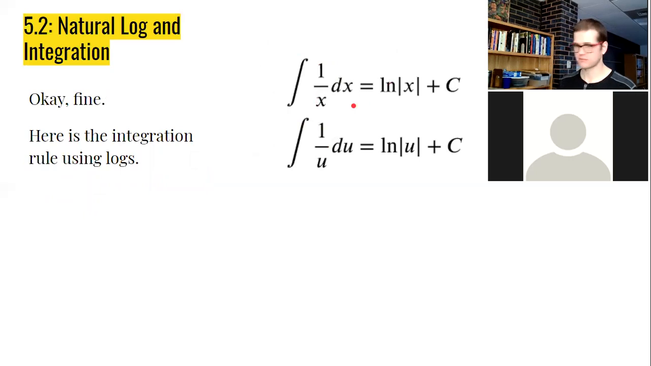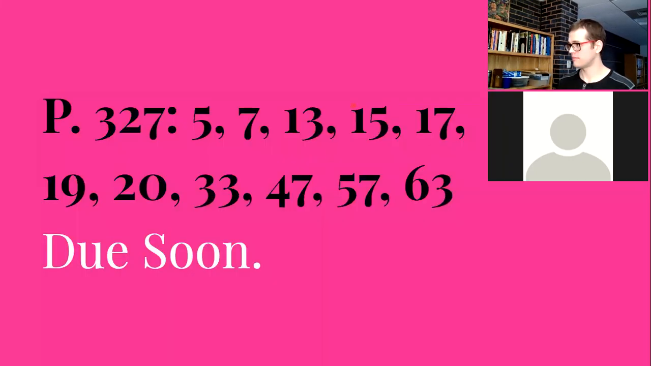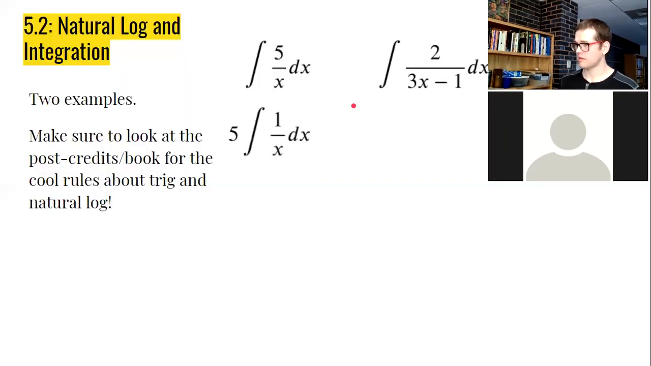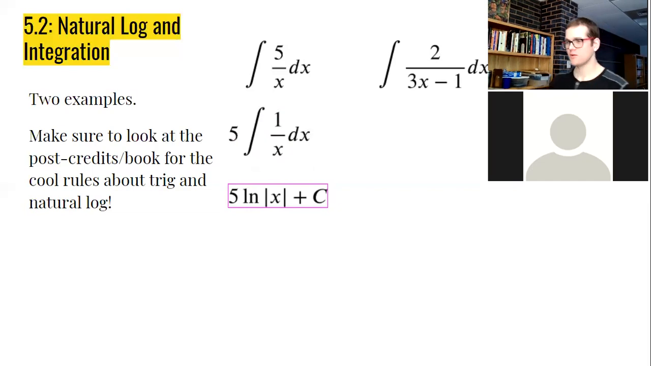Exactly like it. So that means that it'll be 5 times the natural log of the absolute value of x plus c. That's a nice little one-stepper. Good place to get your feet wet.